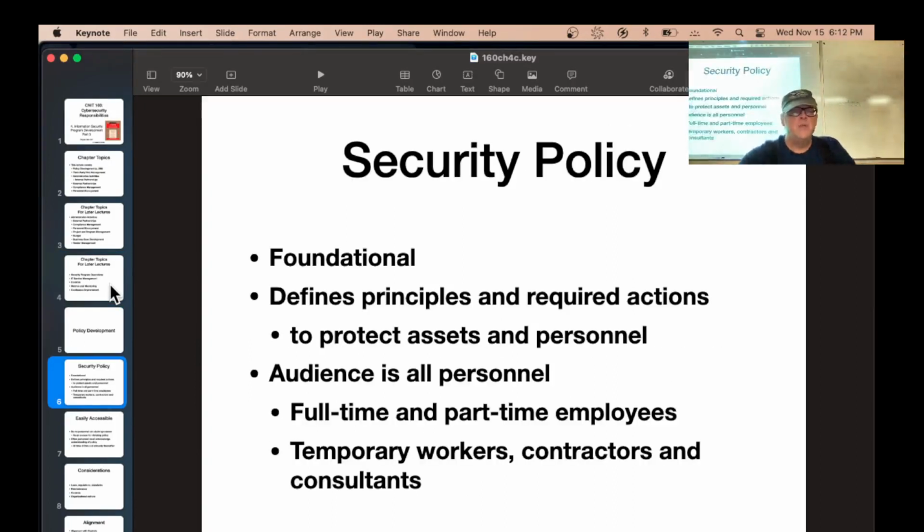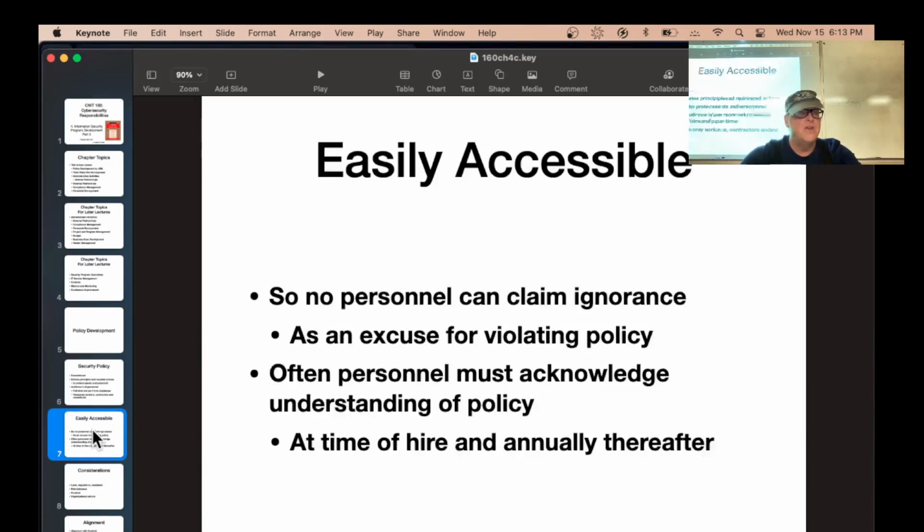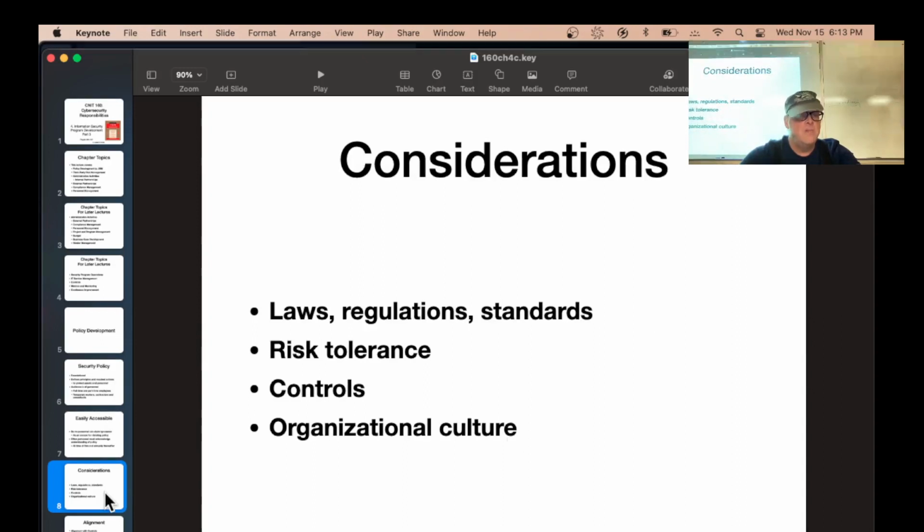So to develop your policy, this is the foundational document that designs your principles and required actions, and the audience is all personnel, but it's usually in general terms. All your workers, including contractors and consultants, should be covered by your security policy. Nobody should be allowed to claim ignorance, and they often have to have annual training where they learn the policy, at the time of hire and annually thereafter, to make sure everybody knows your security policy.